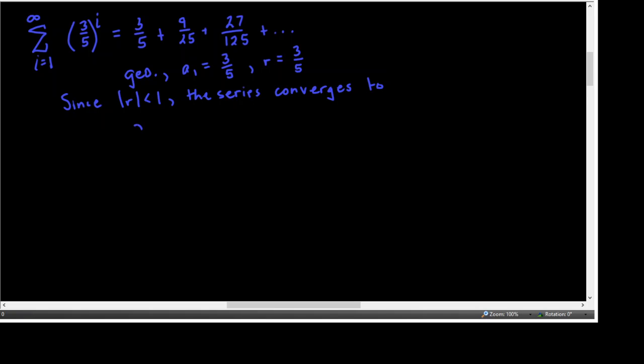It converges to S, which is the first term, 3/5, divided by 1 minus the r, which is 3/5, which simplifies to be 3/2.